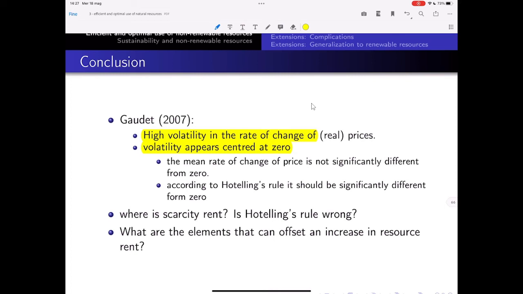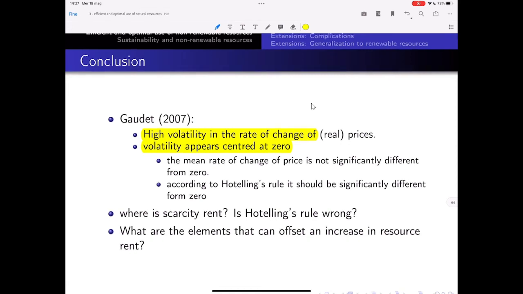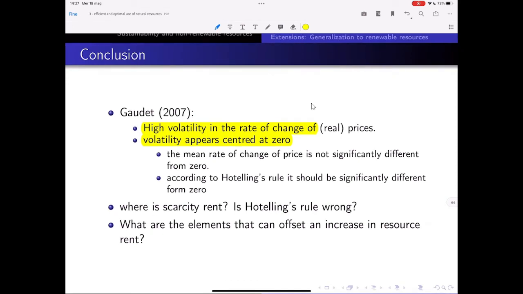If you look at it, it should be a shift upwards, rather than it's really centered around 0. Therefore the author concludes that the rate of change of price is not significantly different from 0, and according to Hotelling's rule, it should be significantly different from 0. So this begs the question, where is this scarcity rent? We have mentioned it now several times. So where is it? I've now tried to argue several times that there is a scarcity rent.